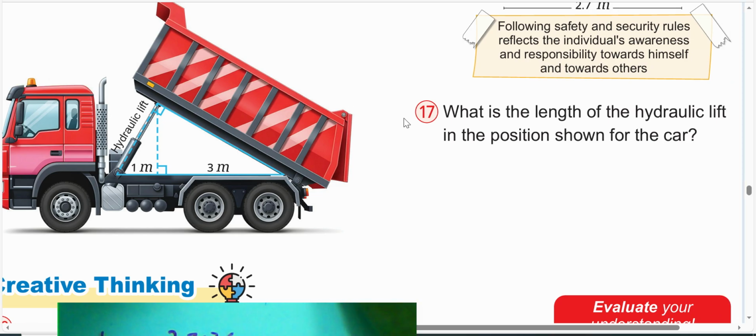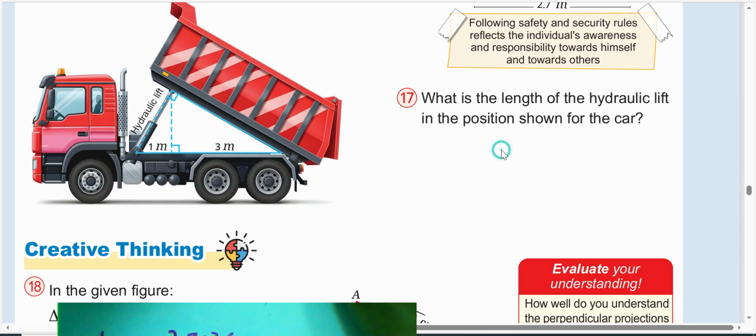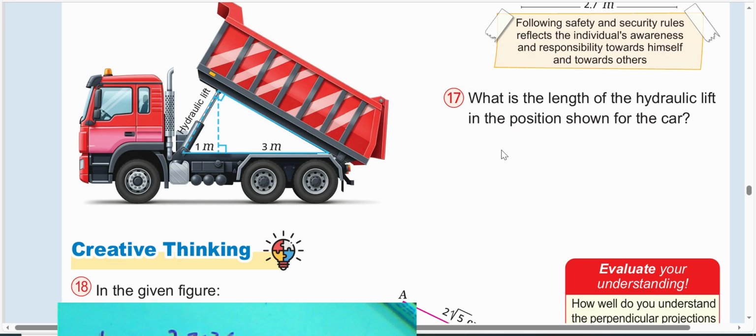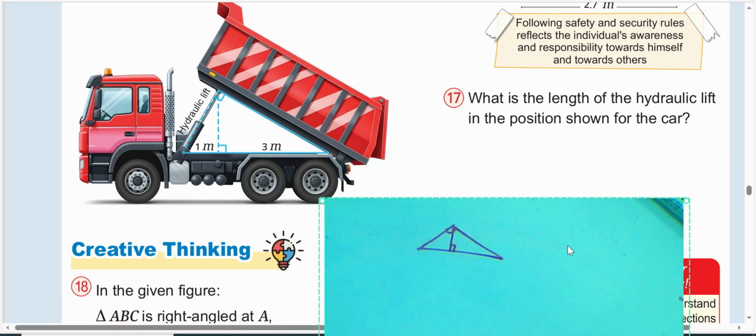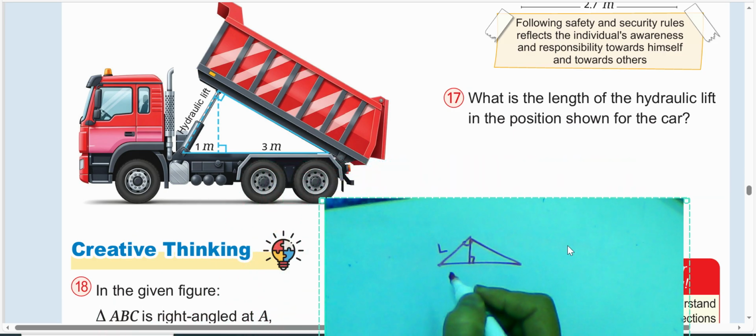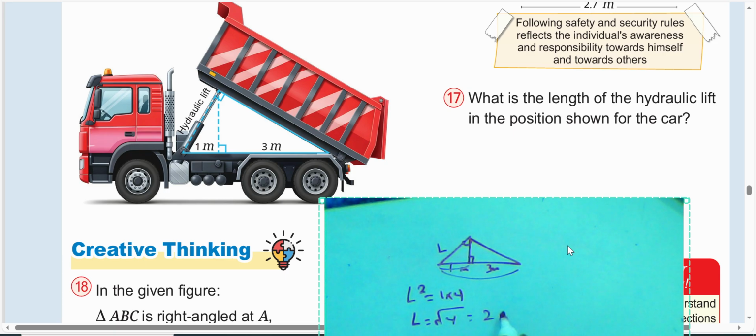We want to find here the length of the hydraulic lift, the opposite shown for the car. The hydraulic lift here I will call L. We have a right angle triangle and this perpendicular. We want to find the line segment here. I will write L here, and this 1 meter and this 3 meter. We know L power 2 equals 1 product by 4, the projection product hypotenuse. Then L is the square root of 4, equals 2 meter. Then L, the hydraulic lift, will be 2 meter.